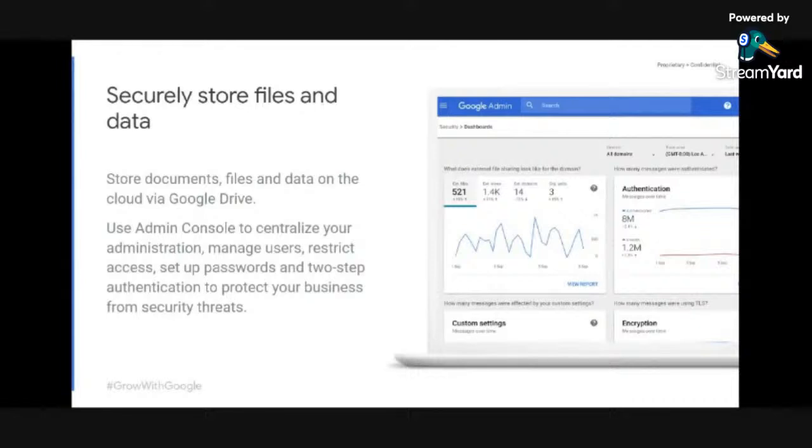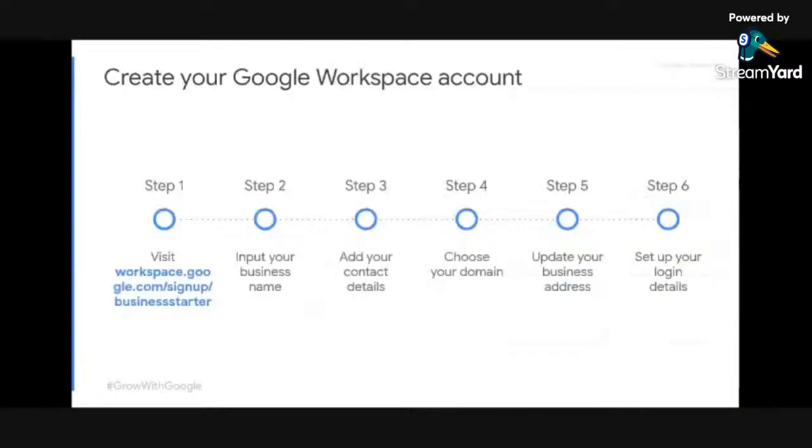So now that we know the benefits of Google Workspace, how do we set up our Workspace account? To create your own Google Workspace account, you need to follow these 6 steps. First, you need to visit workspace.google.com/signup/business starter. Once you've done this, click Get Started and follow the steps below.